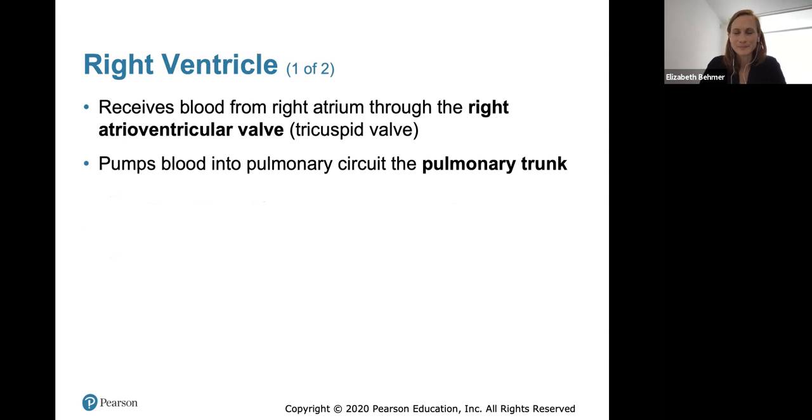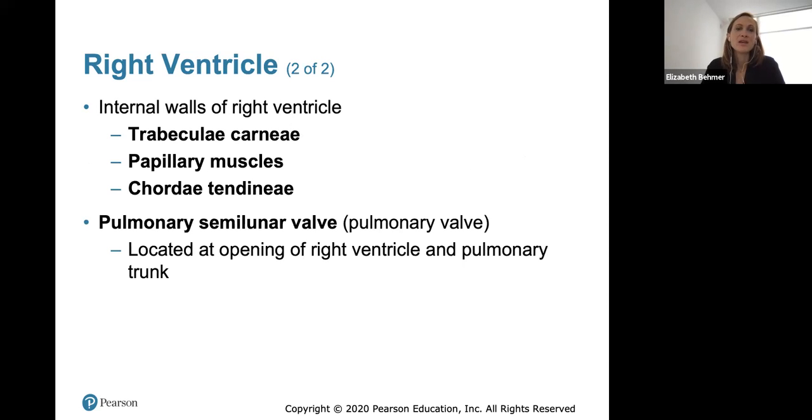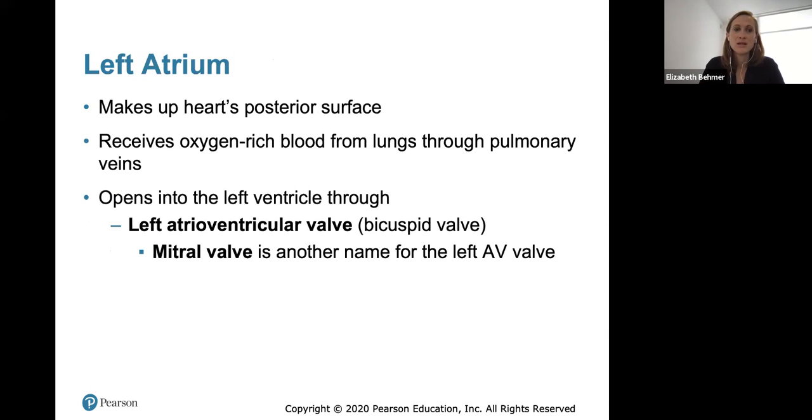The right ventricle then receives blood from the right atrium through the right atrioventricular valve, also known as the tricuspid valve. The right ventricle will then pump blood into the pulmonary circuit via the pulmonary trunk, which will take deoxygenated blood to your lungs to pick up oxygen. The internal walls of your ventricles, specifically the right ventricle, have trabeculae carneae, papillary muscles, and chordae tendineae. The pulmonary semilunar valve is located at the opening of the right ventricle and the pulmonary trunk, which blood will pass through to go to the lungs.